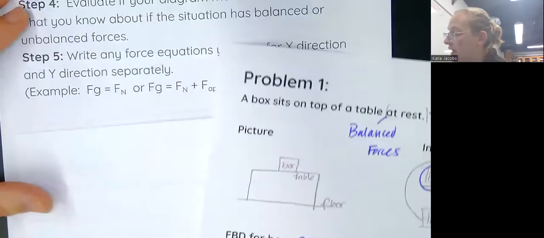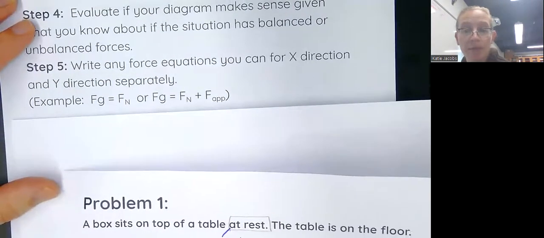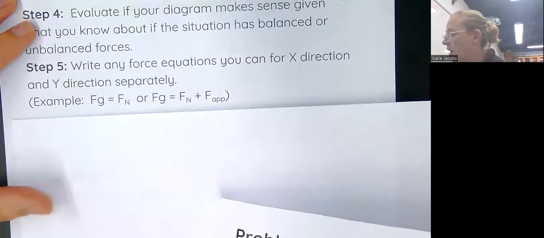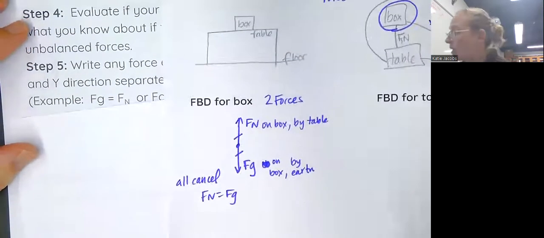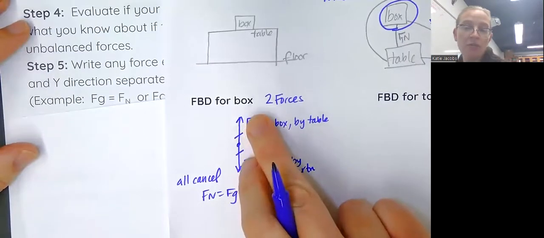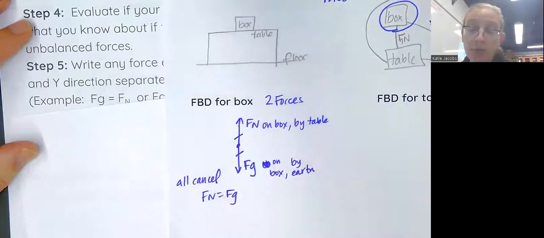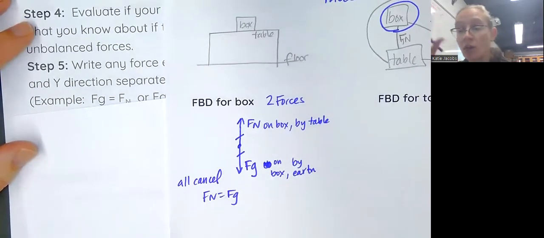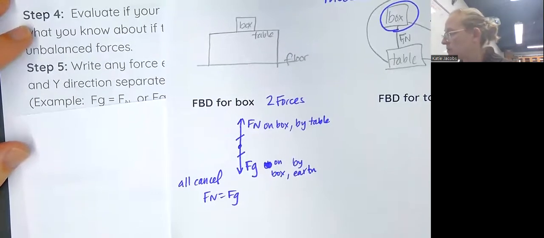And that's my step 5. Write any force equations you can for the x direction or y direction separately. So in this case, I only have vertical forces. And when I put these 2 hash marks on there, I'm saying those 2 forces are perfectly equal and they cancel. Because they're perfectly equal, the overall total force is 0. That's what balanced forces means, that everything cancels.